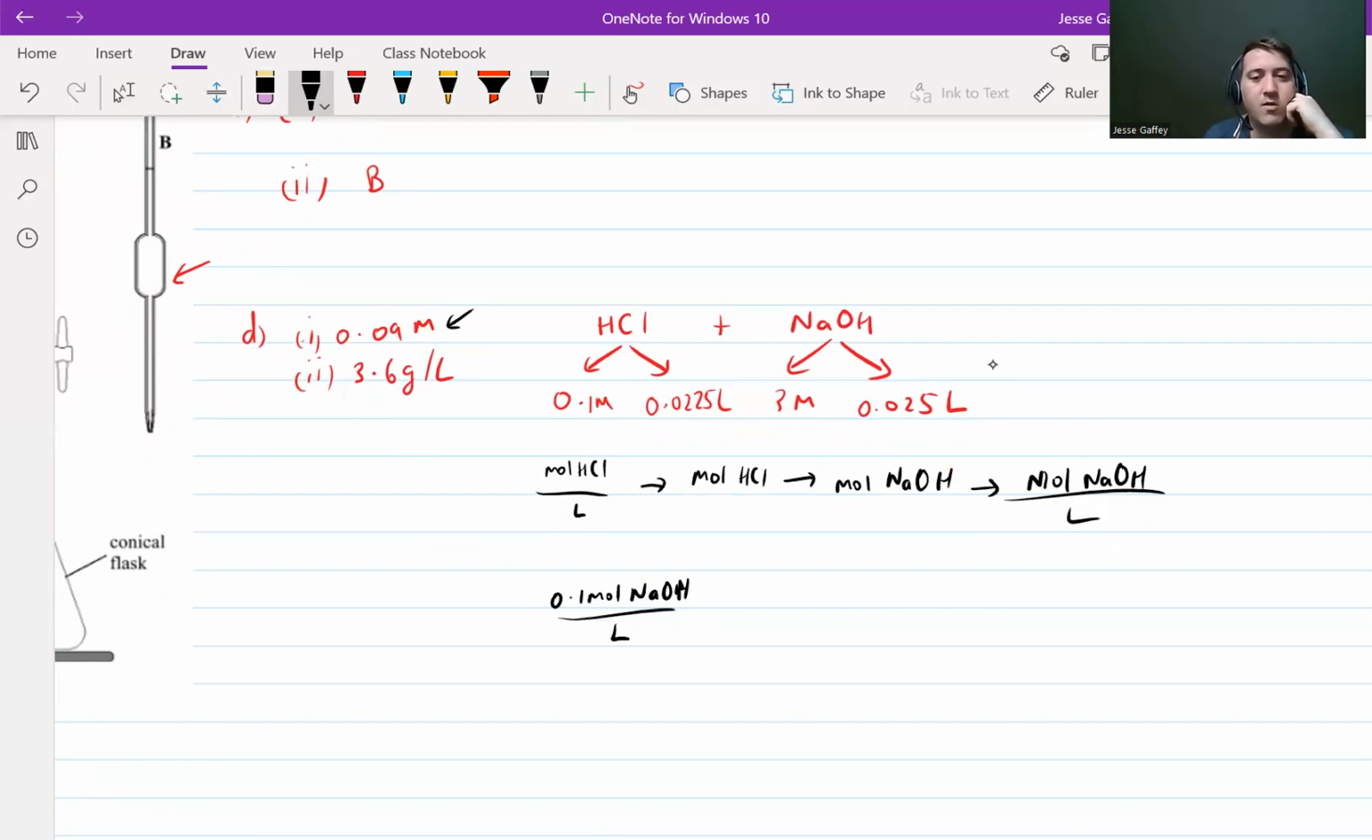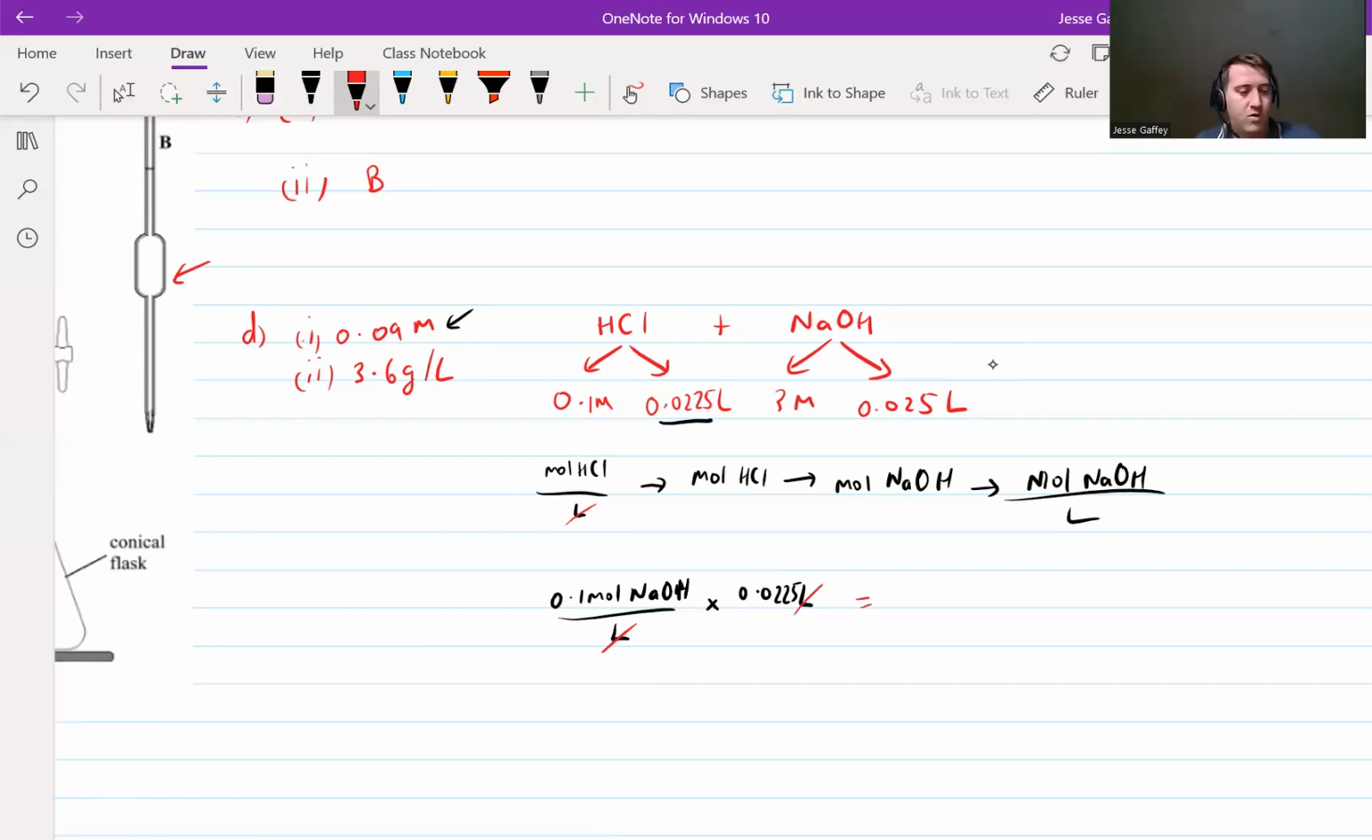Okay, and of course I want to go to moles of NaOH, so I need my liters to cancel here. So I'm going to need to times this by a number of liters that we used in each titration, which was this. We used this much HCl, so 0.0225. That's obviously going to allow me to cancel liters because it's liters over liters gives me 1, and cancels out, in other words.